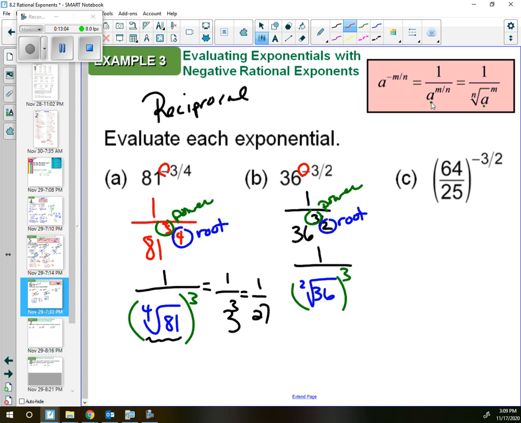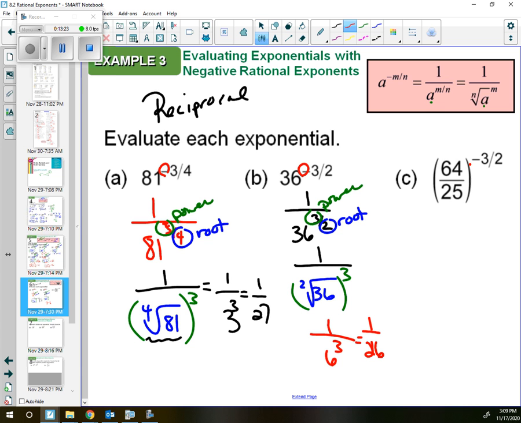All right, so what is the square root of 36? Well, that's 6, and then cubed. So 6 cubed, 6 times 6 times 6. Go ahead and check your power chart. That would be 1 over 216. So again, please leave your answer as a fraction. It's just a lot easier than having some tiny little decimal.